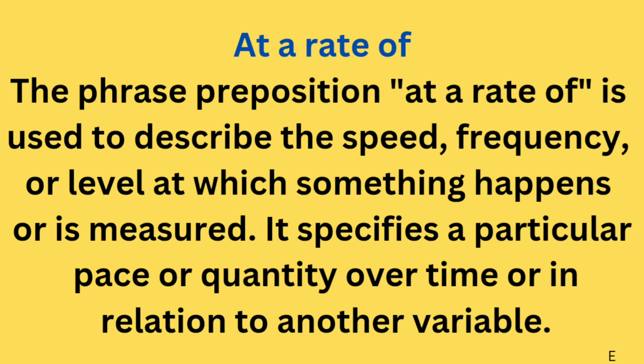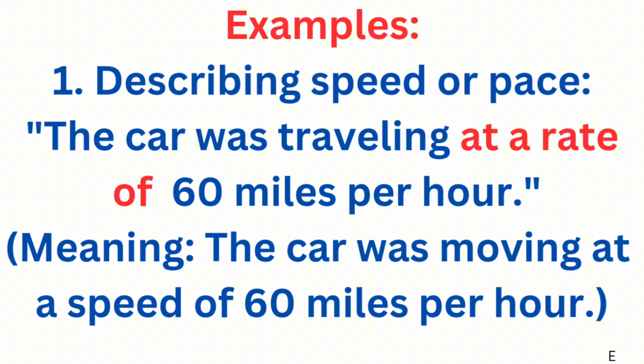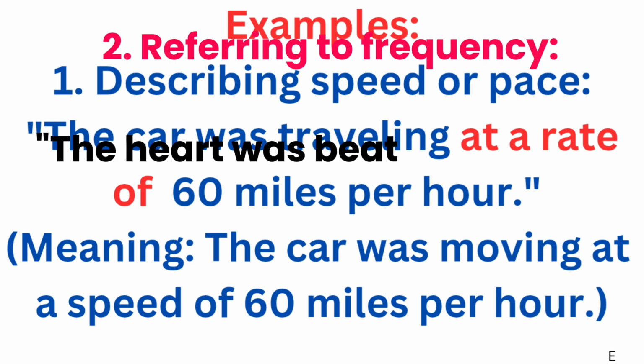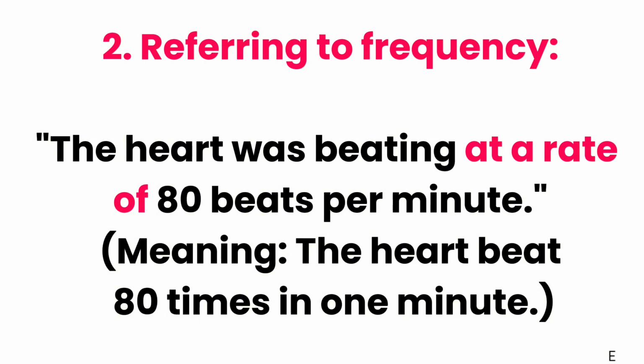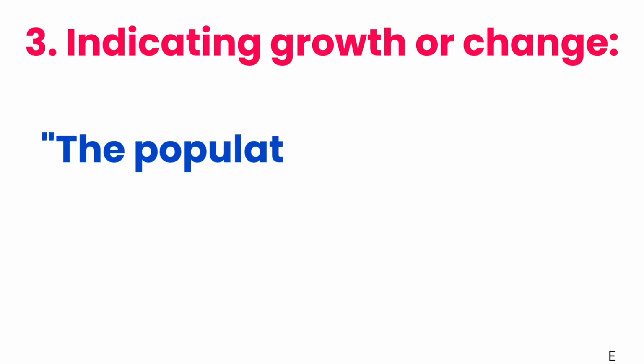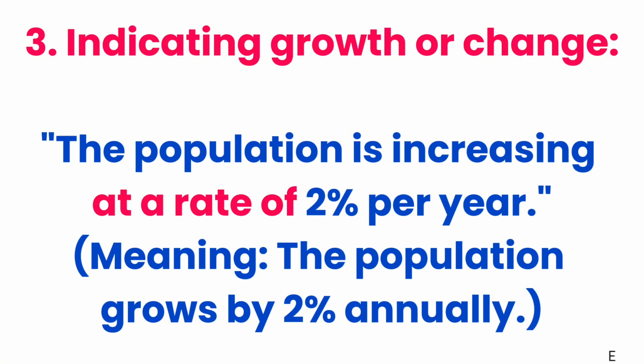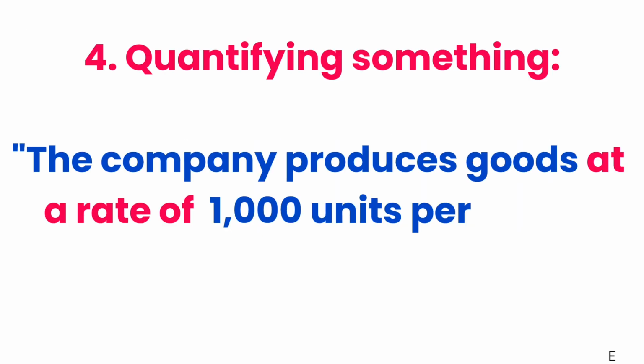Examples. 1. Describing speed or pace. The car was traveling at a rate of 60 miles per hour. Meaning, the car was moving at a speed of 60 miles per hour. 2. Referring to frequency. The heart was beating at a rate of 80 beats per minute. Meaning, the heart beat 80 times in 1 minute. 3. Indicating growth or change. The population is increasing at a rate of 2% per year. Meaning, the population grows by 2% annually. 4. Quantifying something.